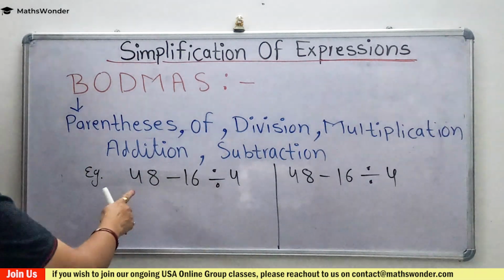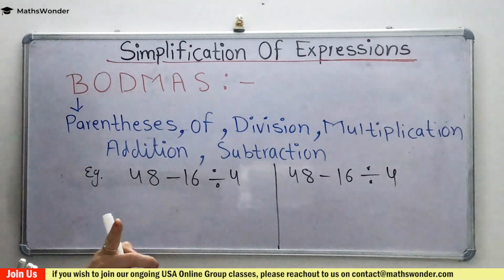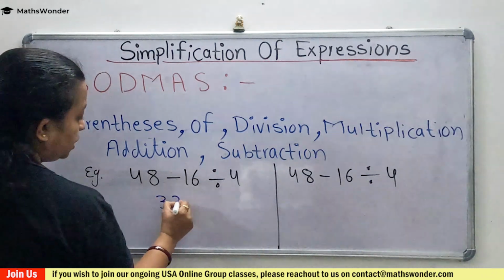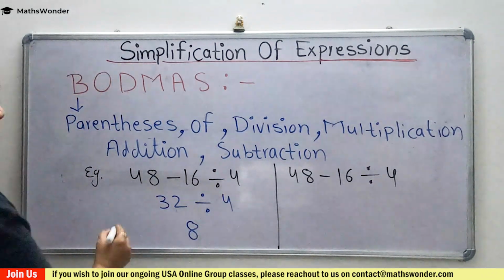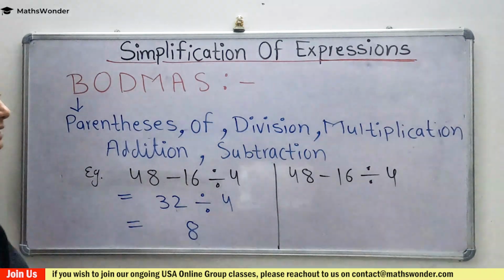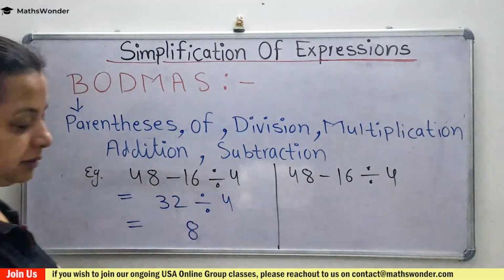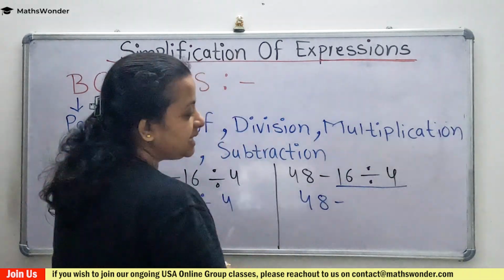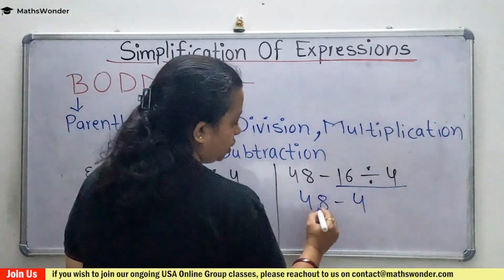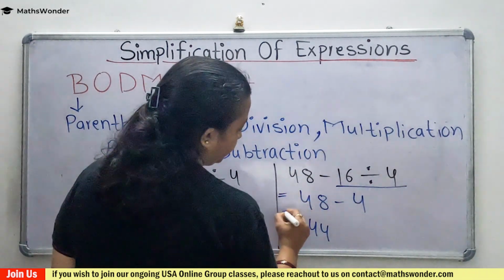Now see, 48 minus 16, if you solve first, you will get 32. 32 divided by 4 is 8. So this expression's answer is 8. Now in this expression, 48 minus, first we solve 16 divided by 4, which is 4. So your answer is 44.